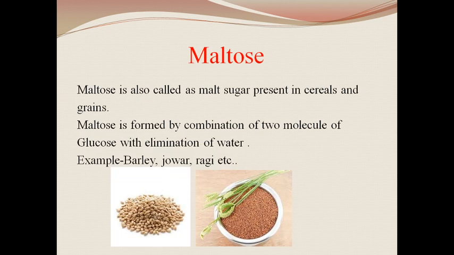Maltose. Maltose is also called malt sugar, which is present in the cereals and grains. Maltose is formed by the combination of two molecules of glucose. Examples: barley, jowar, ragi, etc.